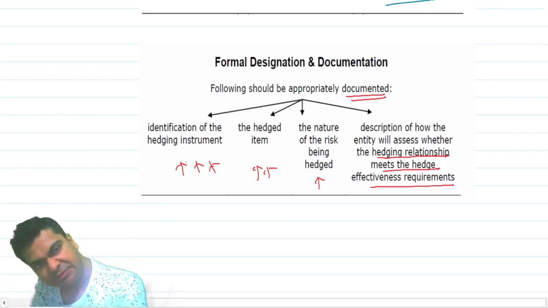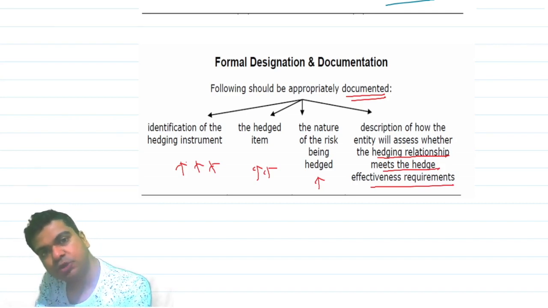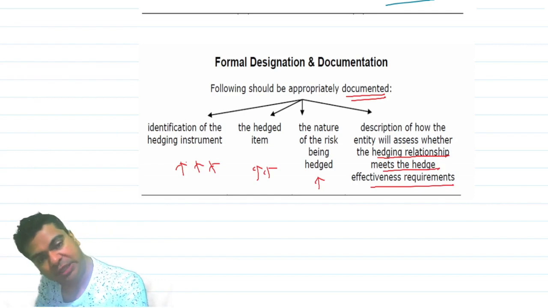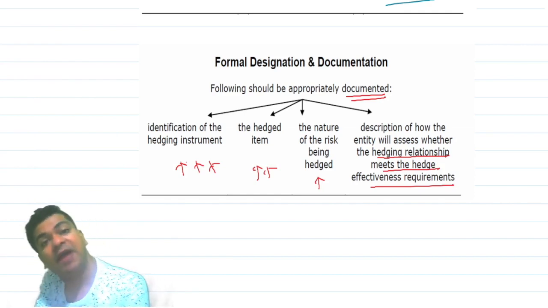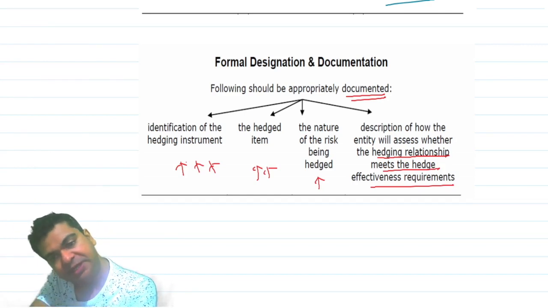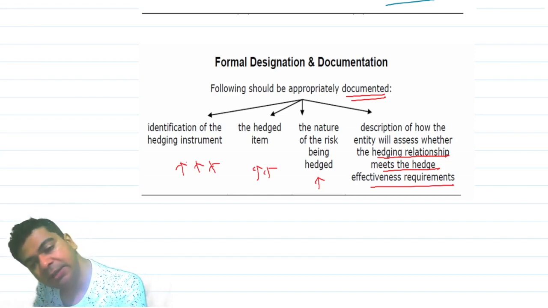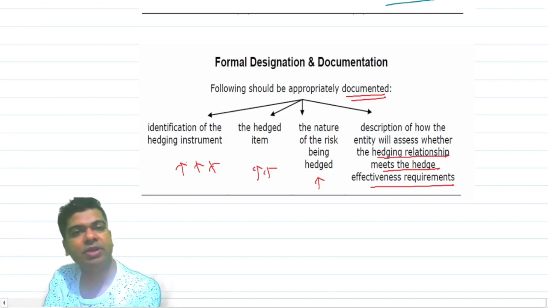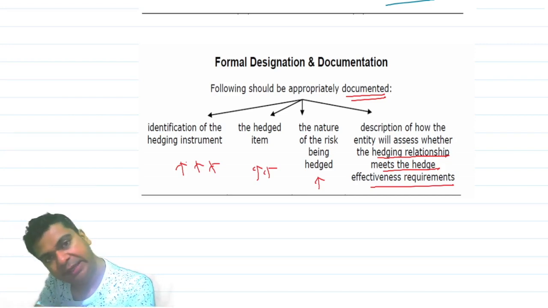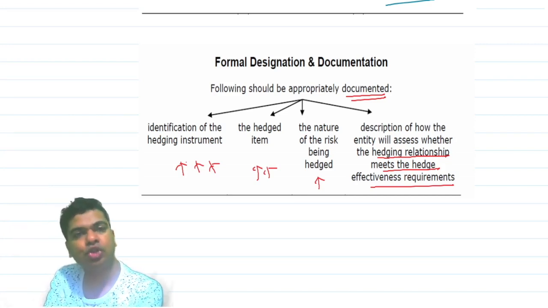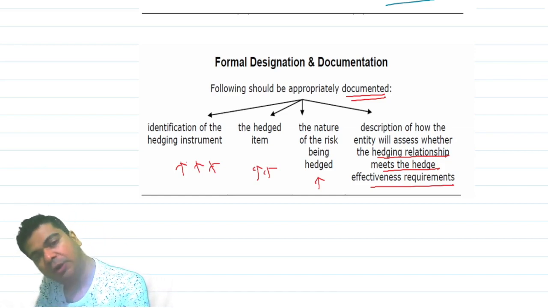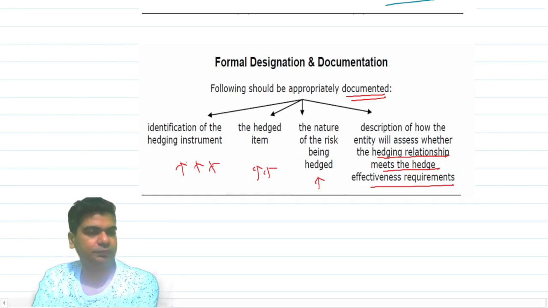Most of the time, this is very straightforward. One has to simply check the fair value changes of the hedged item and the fair value changes of the hedging instrument. If the fair value changes are in opposite directions, then it clearly means that the hedging relationship is effective. The only thing is that you have to now check on the basis of the quantity. And if you come to the conclusion that it is effective, your formal designation and documentation will get completed.